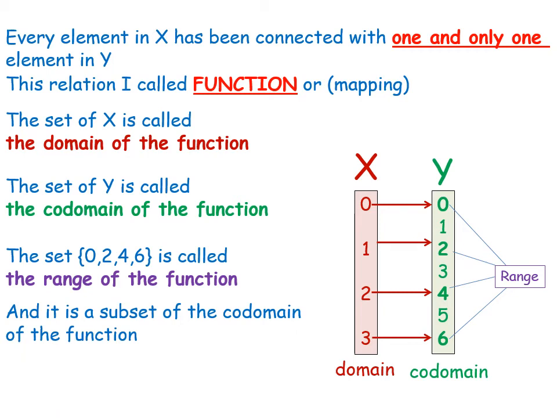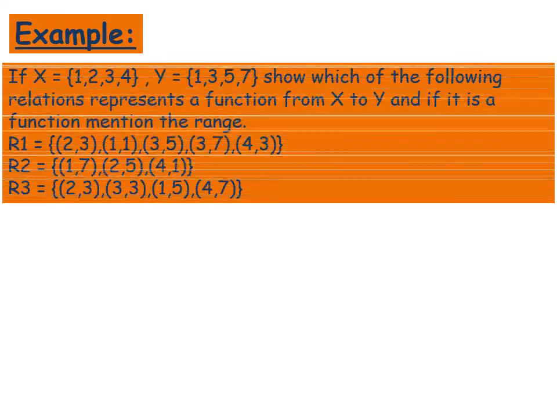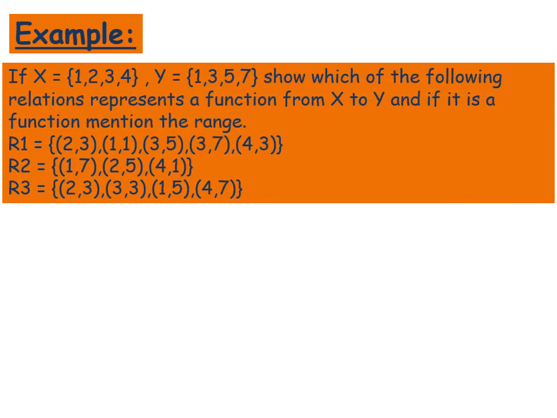And it's a subset of the codomain of the function. The range is a subset of the codomain of the function because 0, 2, 4, 6 belong to Y, which is the codomain. Okay. Example.